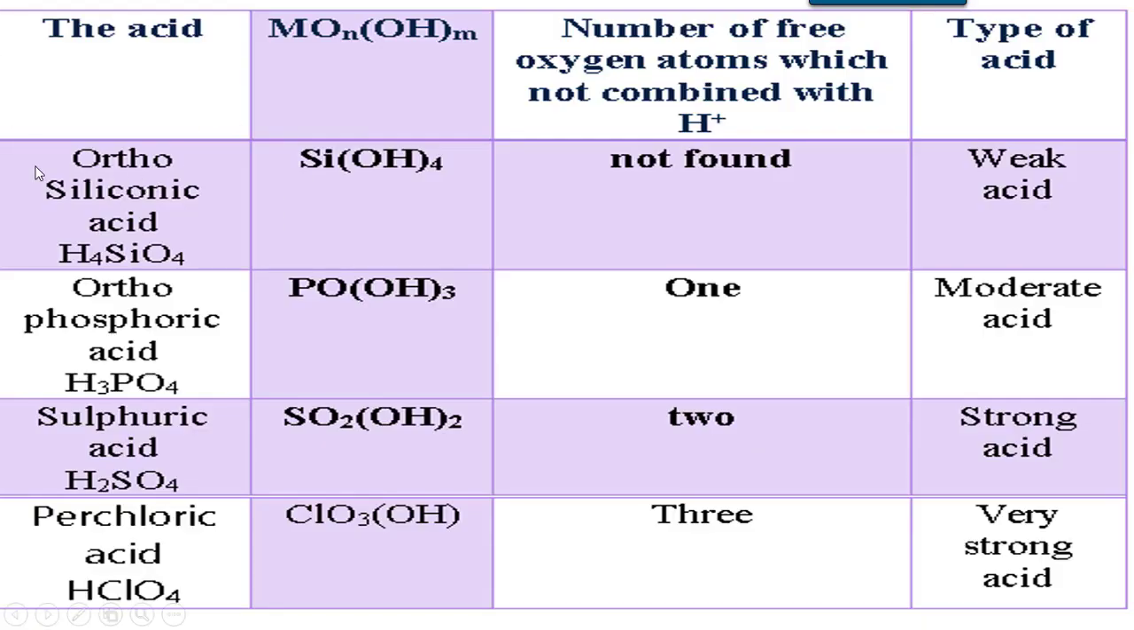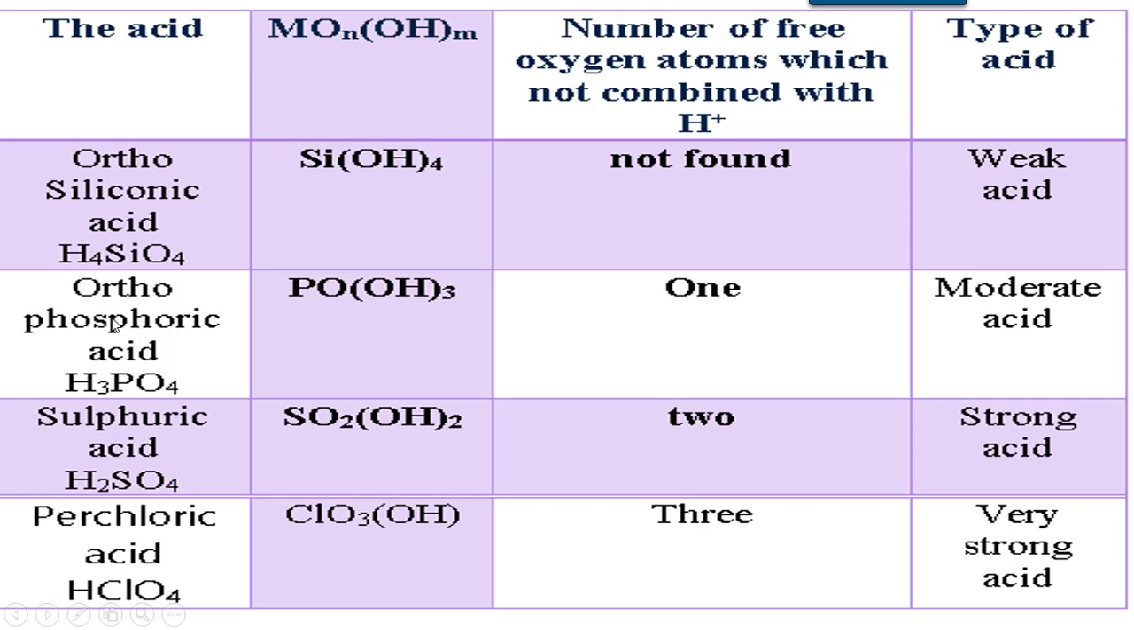The first example here, orthosiliconic acid, its molecular formula H4SiO4. Its general formula Si, and all oxygens are bonded to hydrogen atoms. So there are no free oxygen atoms, and this acid is very weak.